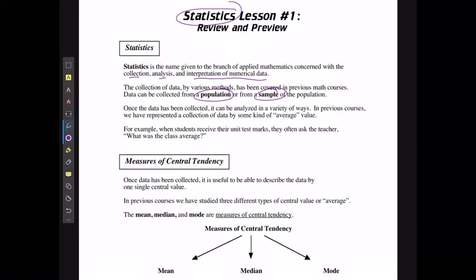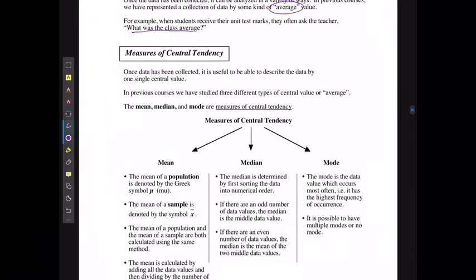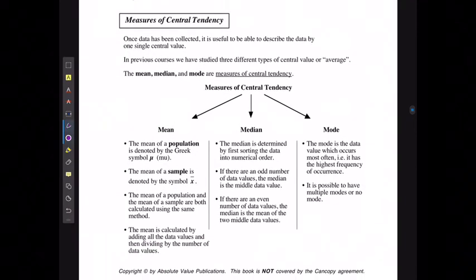In previous courses, we've typically used some sort of average value. For example, when students receive their unit test marks, they often ask the teacher, what was the class average? So, the way we can look at this is using the measures of central tendency. Once the data has been collected, it's useful to be able to describe data by one single central value, whether that happens to be an average, whether that is the median, or whether that is the mode. So we have, in previous courses, studied three different types of central value or average: the mean, the median, and the mode, which are all measures of central tendency.